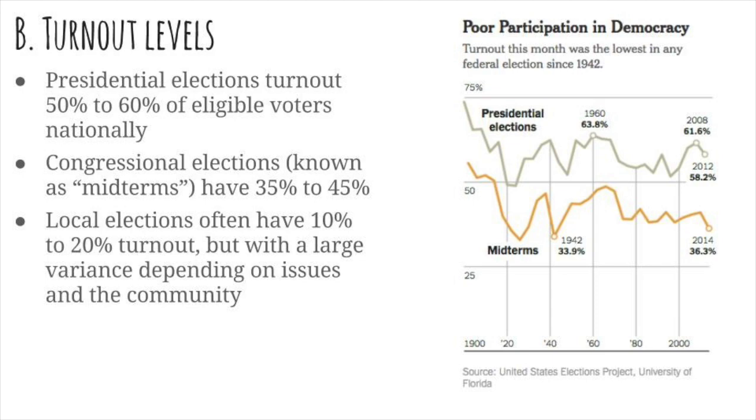The second level is kind of known as midterms. These are the off-year congressional elections. So between presidential election years, when the U.S. House is up for election, and the U.S. Senate, 1/3 of them are up for election every 2 years. Only about 35 to 45% of eligible voters show up.